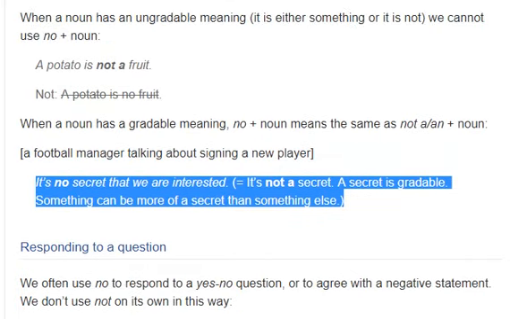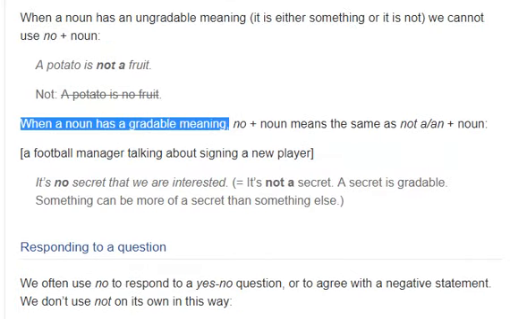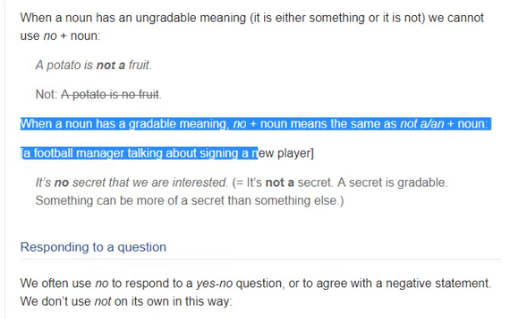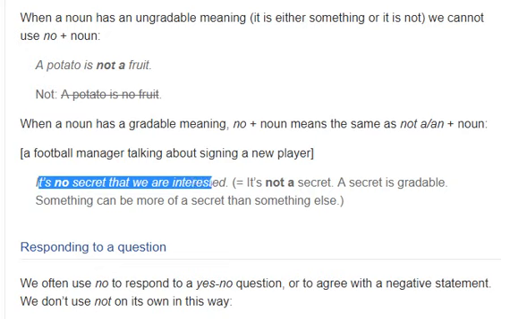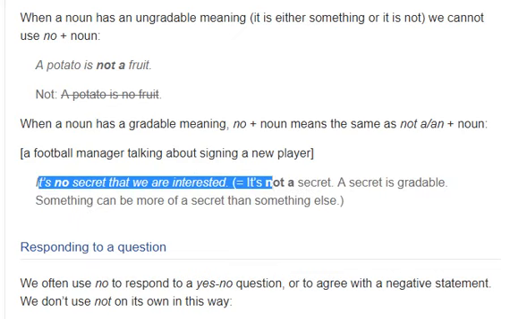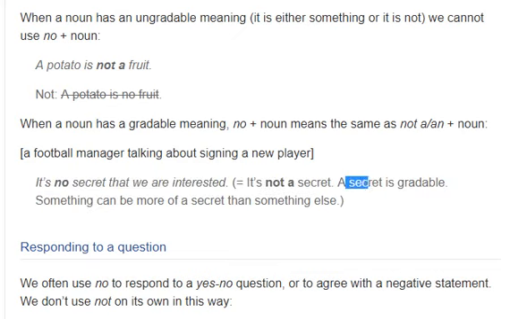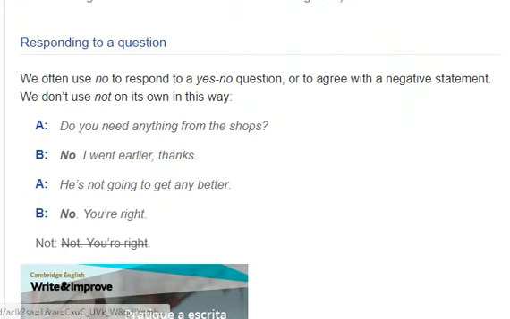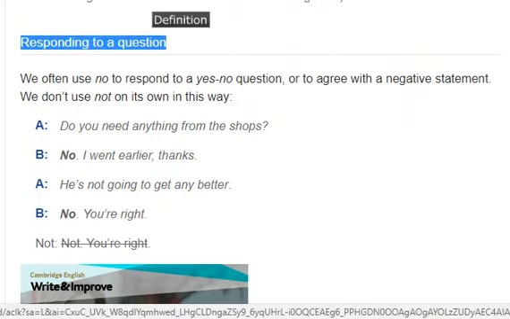Vamos ler essa parte de novo. When a noun has a gradable meaning, no plus the noun means the same as not a or an plus the noun. A football manager talking about signing a new player. It's no secret that we are interested. Esse aqui é a conversa sobre essa situação. It's not a secret. Então, você pode ter um segredo e pode ser gradable. Pode ter uma sequência de mais ou menos um segredo.